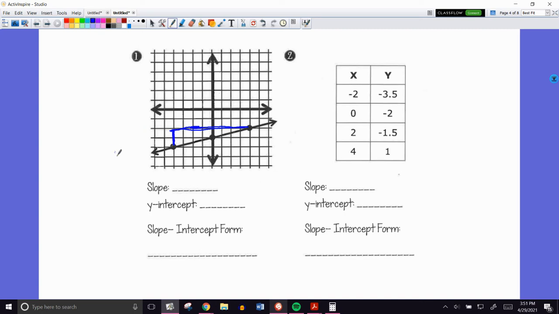Okay. And again, slope is going to be rise over run. So 1, 2, and I went up, so it's a positive 2. And then 1, 2, 3, 4, 5, 6, 7, 8 to the right, so that's going to be a positive 8. So my rise is 2, my run is 8. But I can simplify this. I can divide both of those numbers by 2. So 2 divided by 2 gives me 1, and 8 divided by 2 gives me 4.